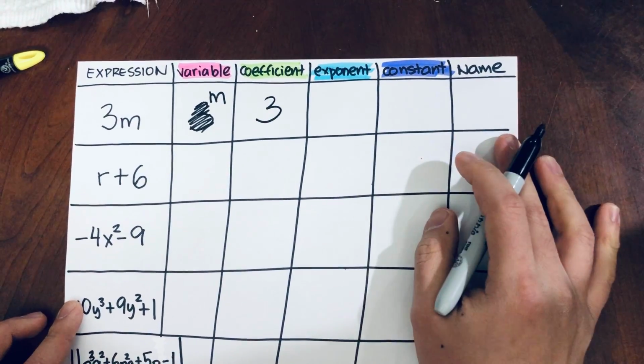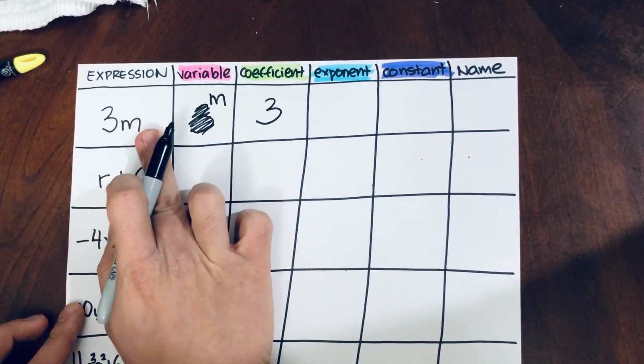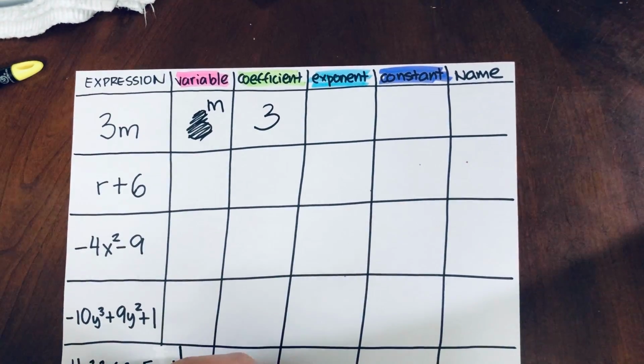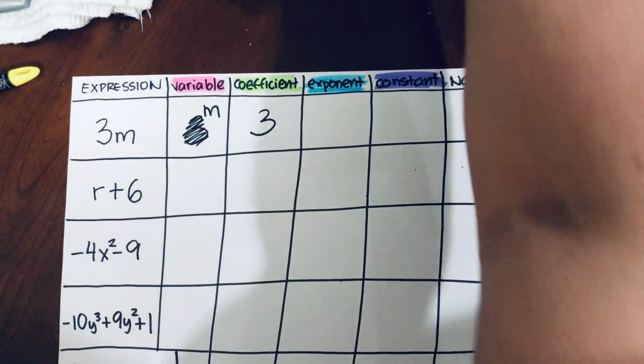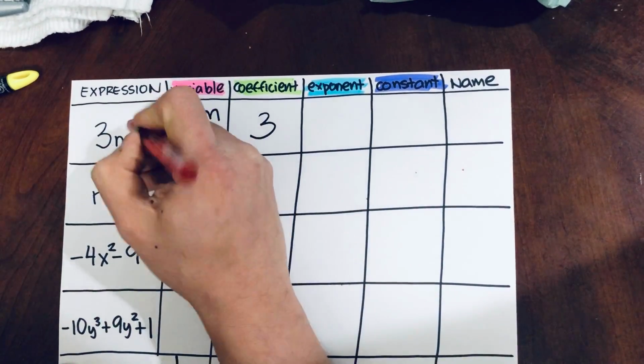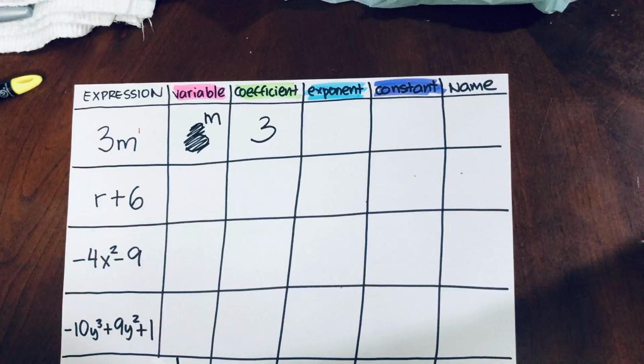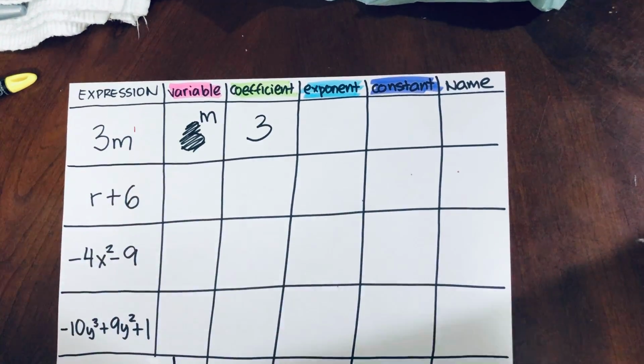How about exponent? Now, you don't see a number on the top right corner here, but there's actually an invisible 1. So I'm just gonna put number 1 here. So because of that, my exponent here is actually 1.